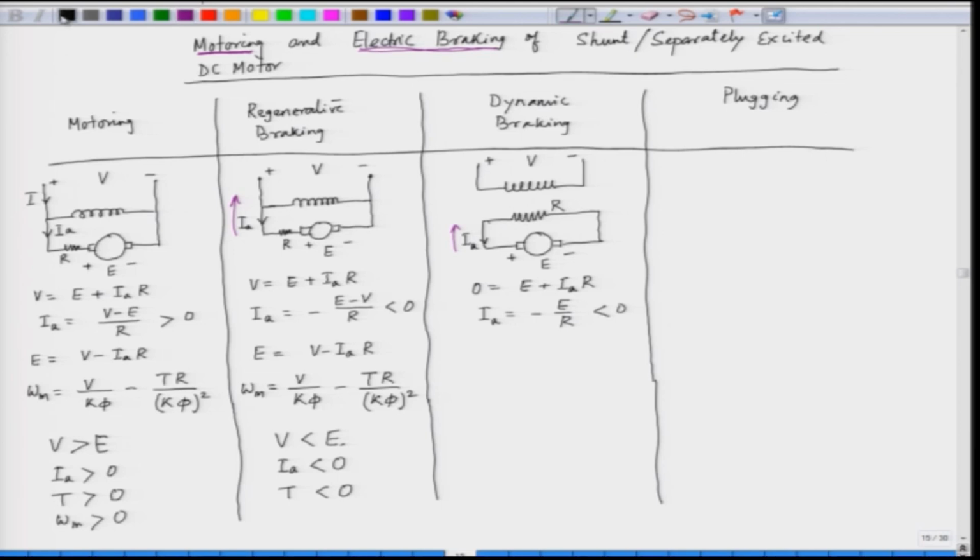Now, if we write down the expression for the back EMF, E is equal to minus I A R, that is now applied voltage V is equal to 0 for the armature, or omega m is equal to minus T r by k phi square. So, in this case the torque is negative and the current is also negative. So, this is the dynamic braking where the energy of the motor is dissipated in the resistive part of the armature as heat.